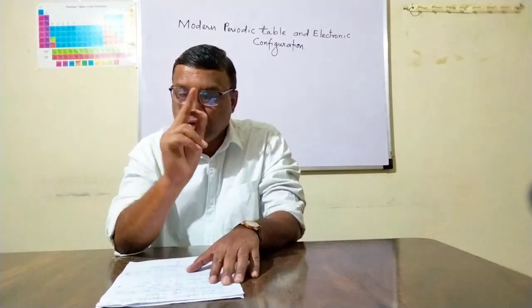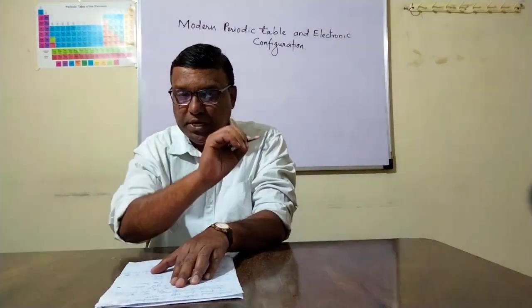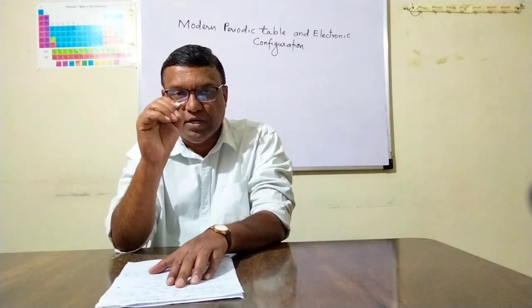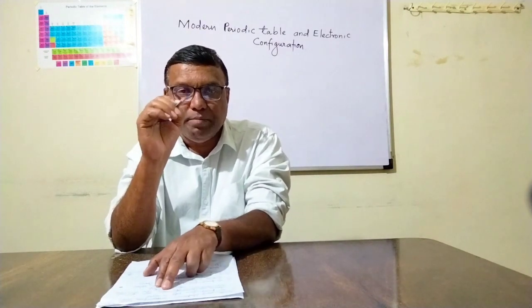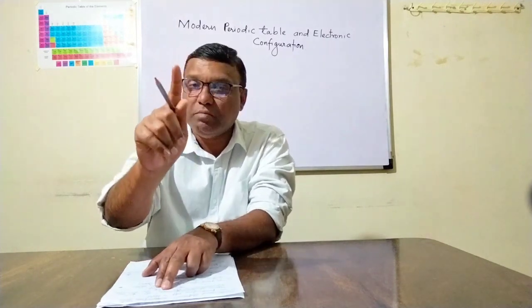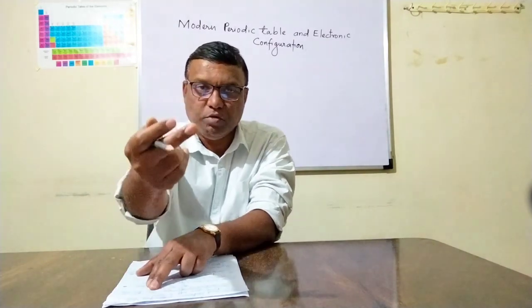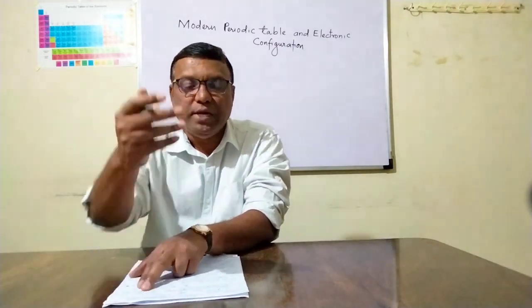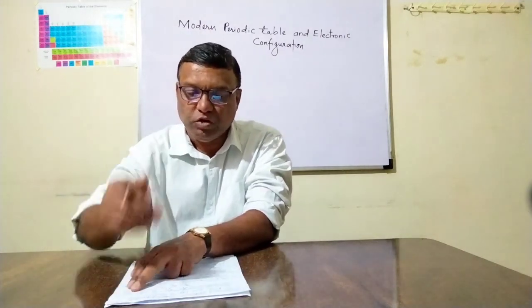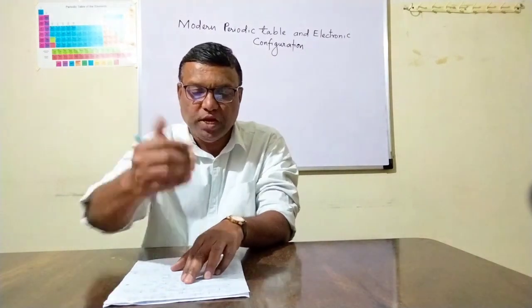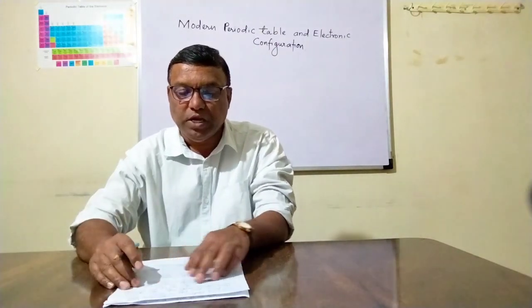Let me tell you. The first element in period number 2 is lithium, atomic number 3. Second, beryllium, atomic number 4. The atomic number increased by 1. Third element, boron, atomic number 5. Fourth element, carbon, atomic number 6. Then nitrogen, atomic number 7. Then oxygen, atomic number 8. Then fluorine, atomic number 9. Then neon, atomic number 10.